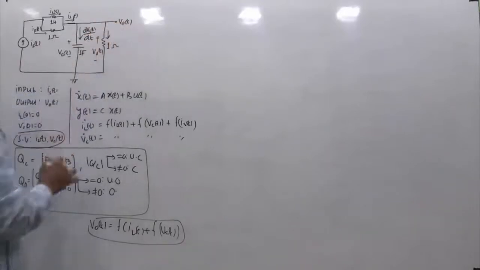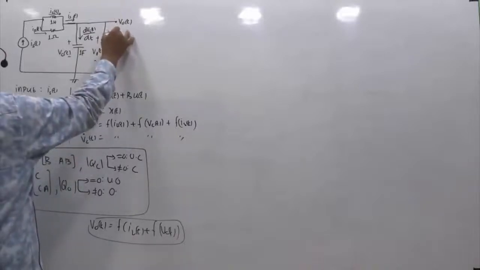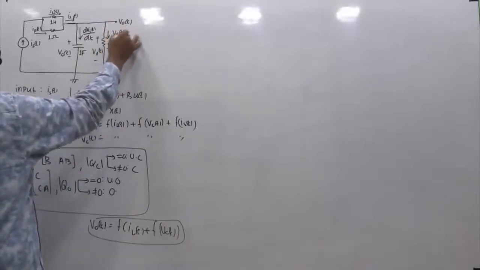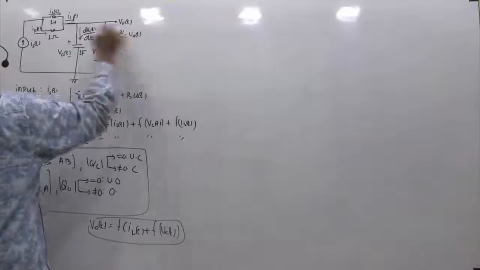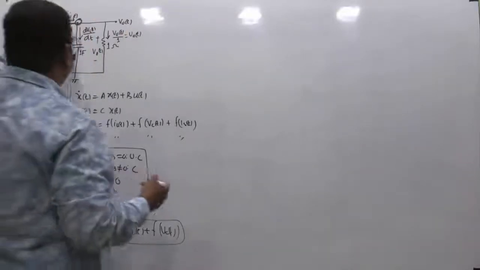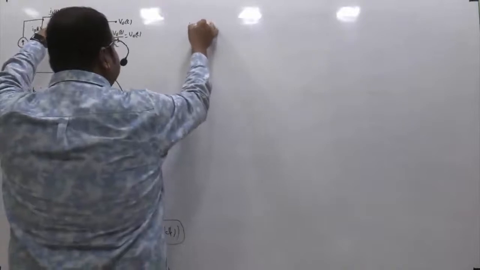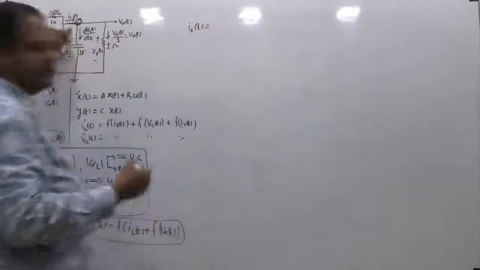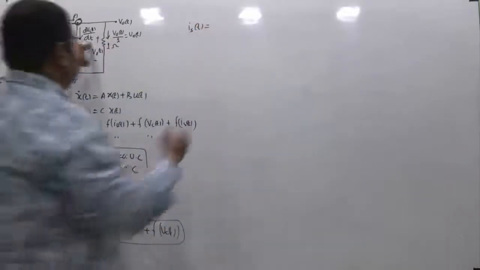This branch voltage is also V naught of t. So this current is voltage by resistance, so V naught by 1, that equals V naught of t itself. So if I am writing the KCL equation at this node, the incoming current Is of t is equal to the sum of outgoing currents.